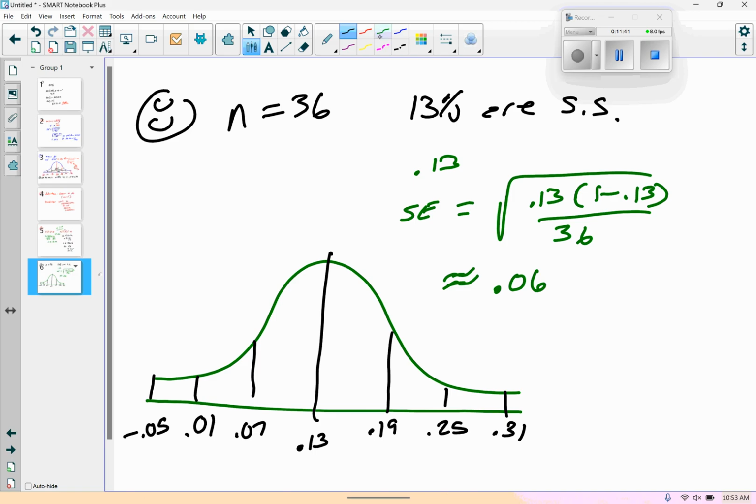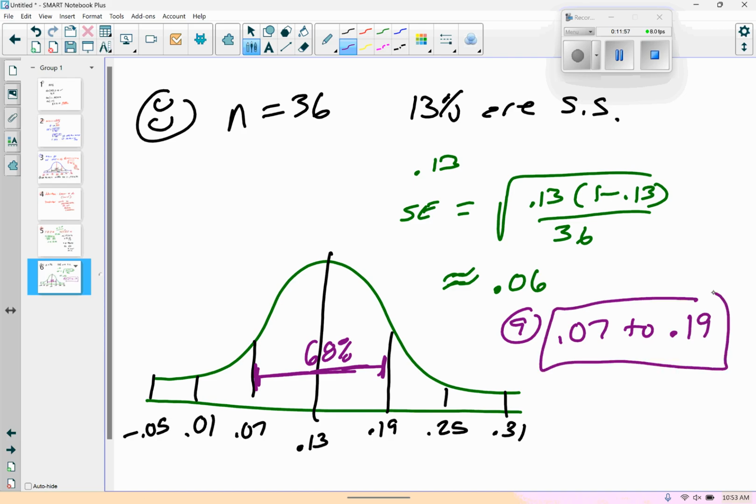So what will capture that 68%? So this is 68% of our population here. So the answer to number 9, we're going to go from 0.07 to 0.19 as far as percents go. So hopefully we capture our parameter within there.